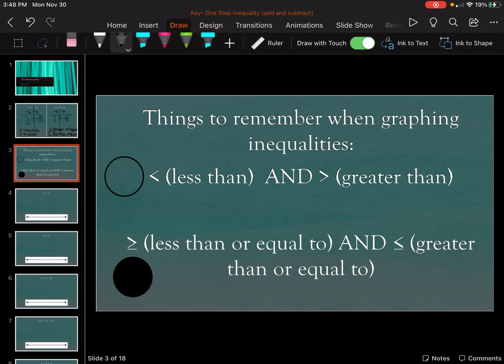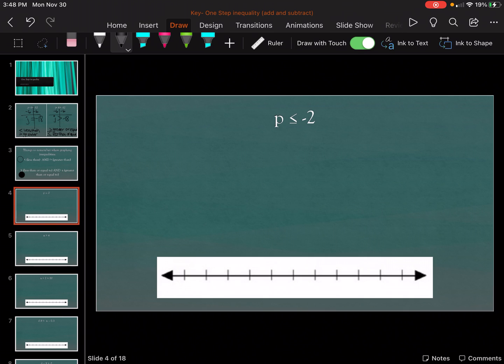So when you're graphing these, make sure that you know that if it is an open circle, that is when it's just greater than or less than. If it's a closed circle, that is when you do greater than or equal to, or less than or equal to. So it's got the line underneath, and that's when you do a closed circle.